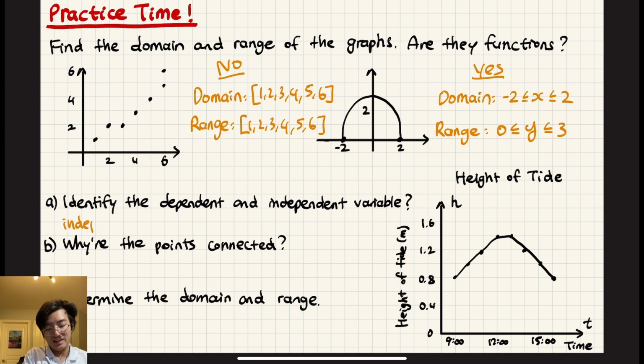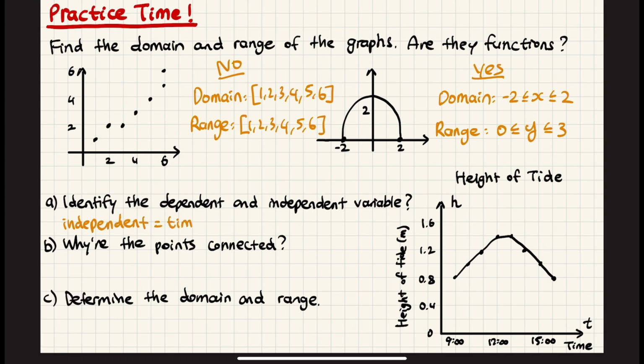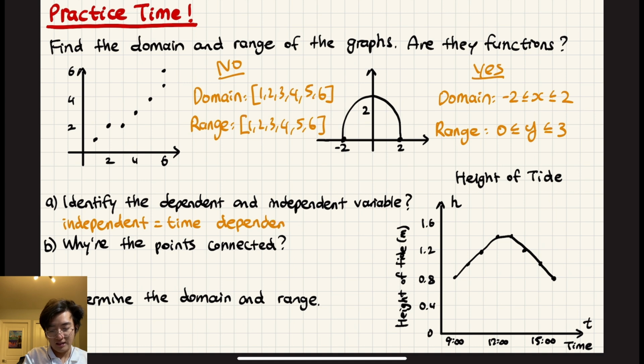So once again, independent is the x-axis. In this case, that's the time. And the dependent is the y-axis. And in this case, it is the height of the tide. Why are the points connected? So why are they connected in this case? Right? And that's because the results don't have to be whole numbers.